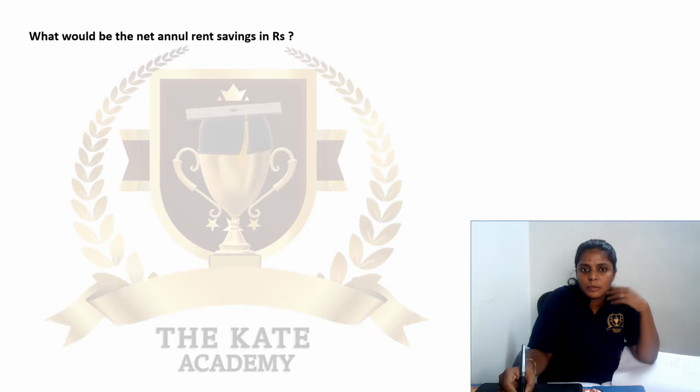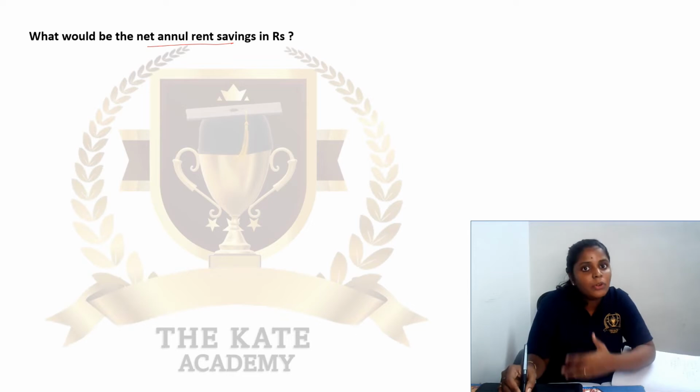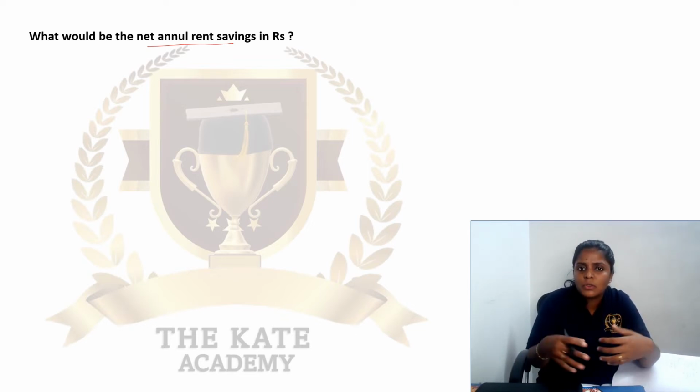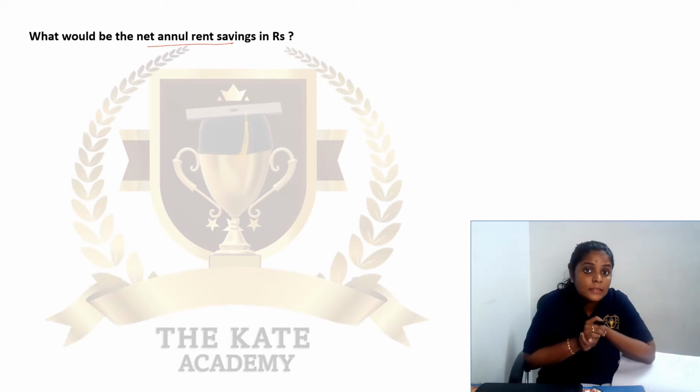A continuation of the previous question. What would be the net annual rent savings in rupees? Net annual rent means the rent which you receive for 12 months. Now savings is when you subtract the outgoings, what and all you have to pay. After you have paid, what remains in your hand is the savings.